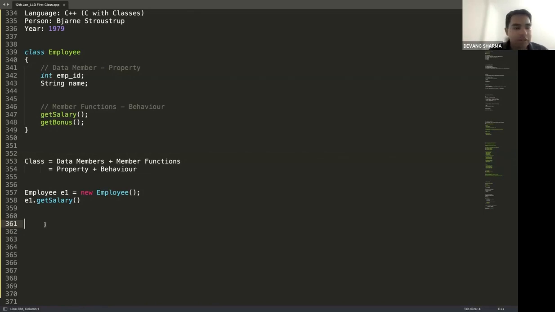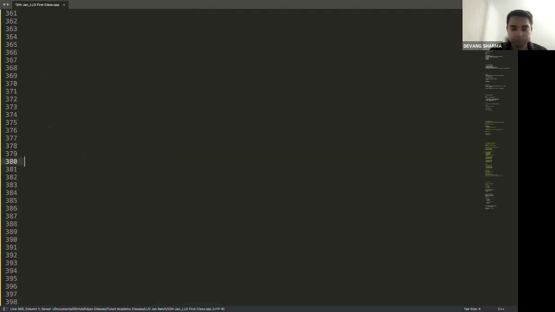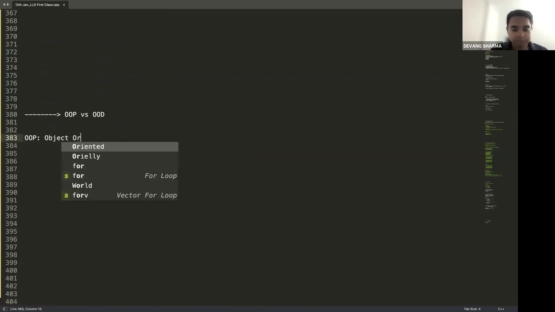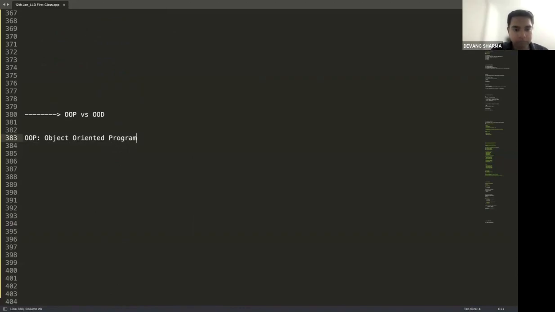Okay, cool. If this part is clear, let's move on to the next topic, which is object-oriented programming versus object-oriented design. Let's try to understand the difference between object-oriented programming and object-oriented design. So write the full form first. This is object-oriented programming, and this is object-oriented design.